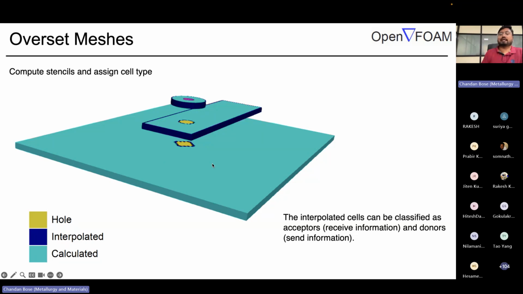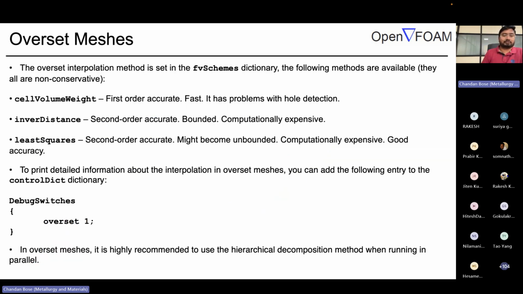All right. And to do all this, we actually have two different types of cells in the interpolated region. One is donor cells, another is acceptor cells. That means the data is calculated in one type of cell and is then interpolated to another type of cell. So in that sense, some cells are donor cells and some other cells are acceptor cells.